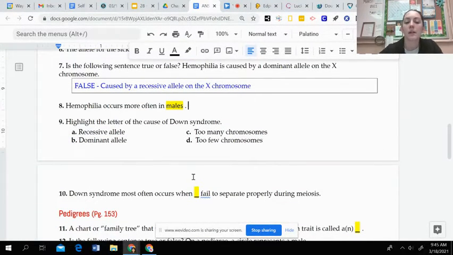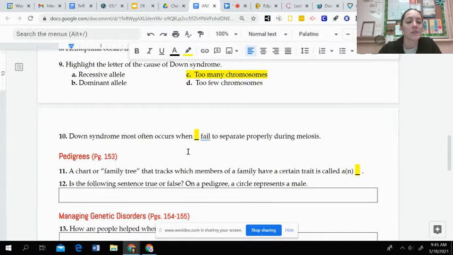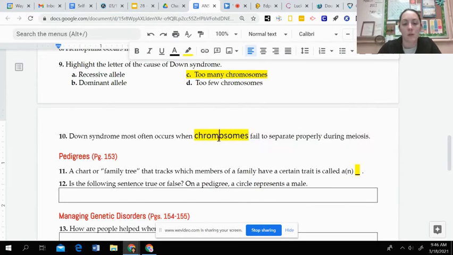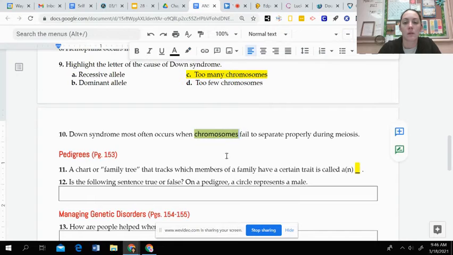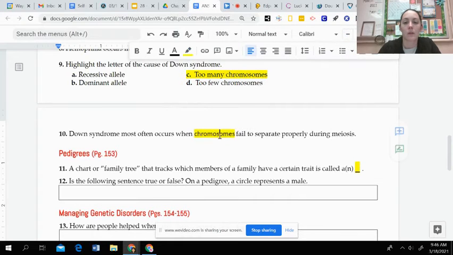Then, highlight the letter of the cause of Down syndrome. This is too many chromosomes, because that third chromosome is added to chromosome 21. Then, Down syndrome most often occurs when chromosomes fail to separate during that process of meiosis.